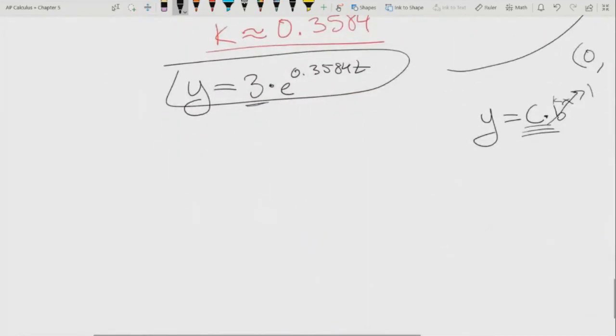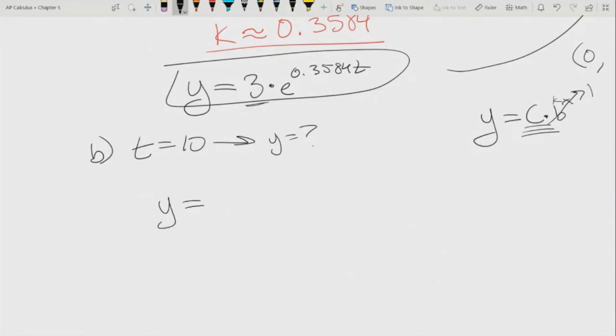But the last thing we needed to do, in part B, was figure out what happens when t equals 10. Right? I think that's what we had. What's y equal to at that point? So this is just a matter of plugging this in. You say, all right, y equals 3 times e to the 0.3584 times 10. And you plug that into your calculator and boom, you got your answer.